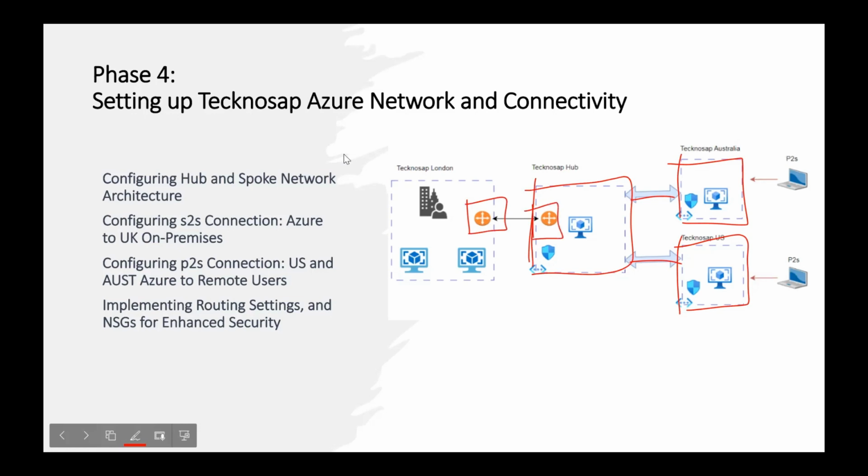Once we've achieved the connectivity between our on-premises and Azure infrastructure, we will then configure routing tables to manage data traffic efficiently between our on-premises and Azure hub and spokes. In the final part of this phase, we will set up a point-to-site VPN connection for our remote users in Australia and US. This will enable them to securely connect to their respective Azure spokes from anywhere.